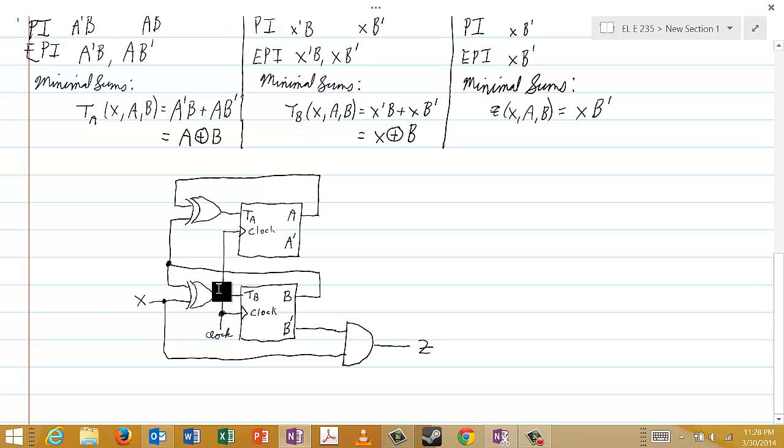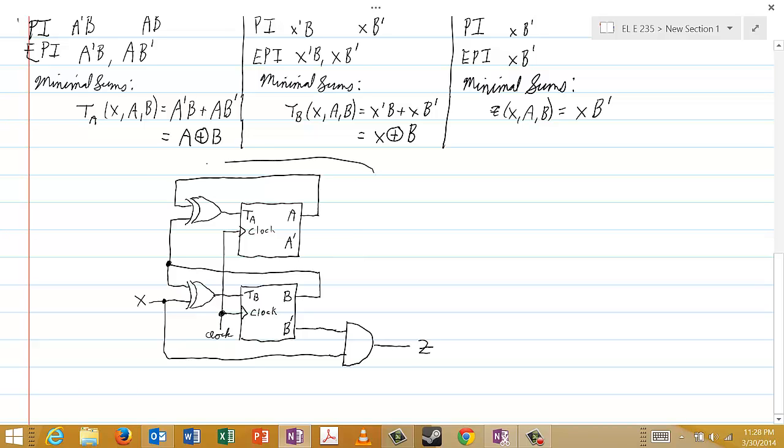We also have an exclusive OR gate for T B, and it is the exclusive OR of X and B, which is consistent with this equation. And then finally, this X also comes down here and gets ANDed with B prime to yield Z, and that's consistent with this equation. And so that concludes the problem.